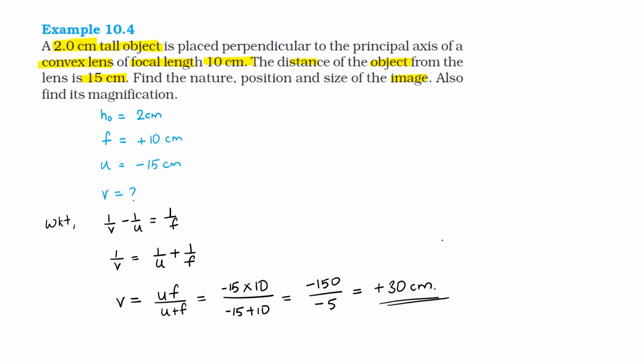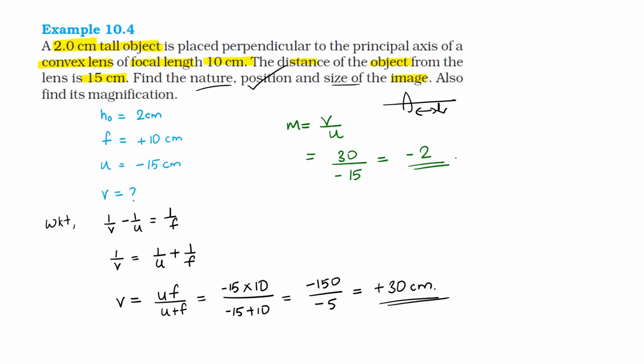30 centimeter. So 30 centimeter means this is a convex lens. You will get on this side. This is the side of the image. So you can conclude it is a real inverted image. So we have got the position of the image. Now we need to find nature and size. You can write magnification equation V by U. Substitute V, already you have 30 centimeter. U is minus 15 centimeter.